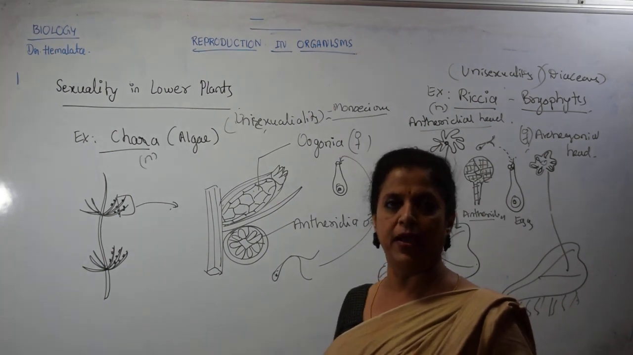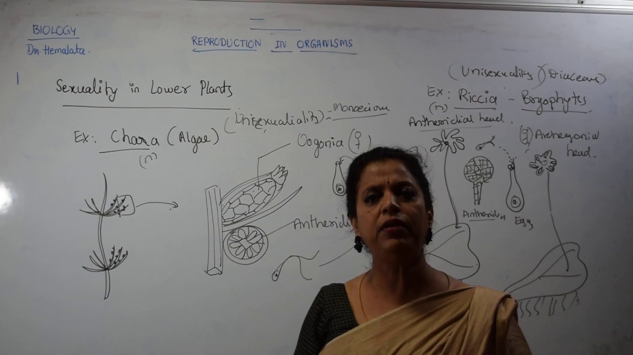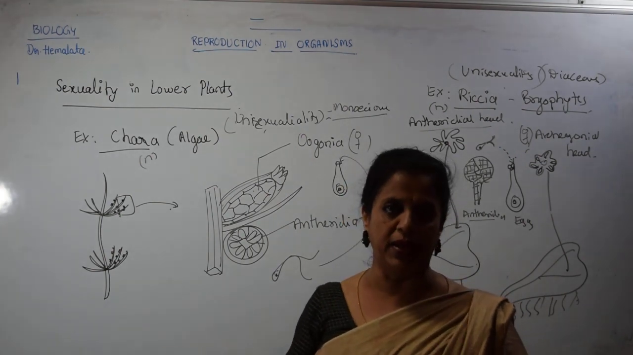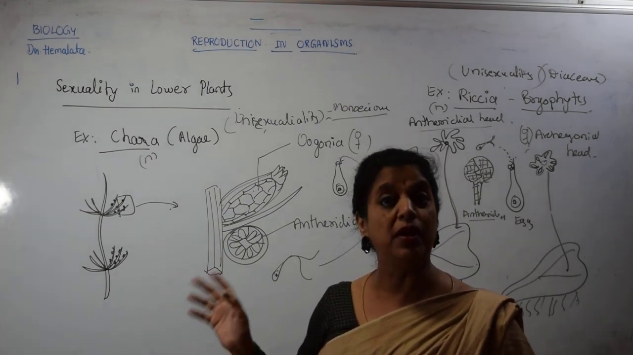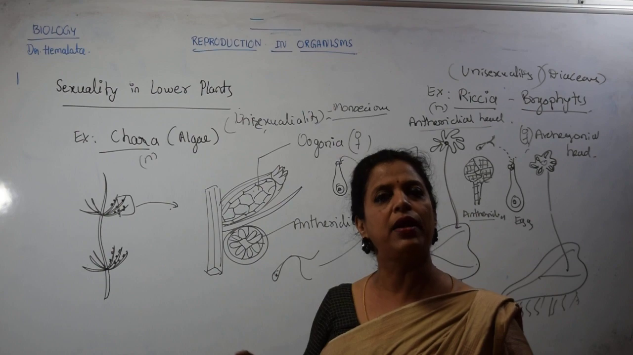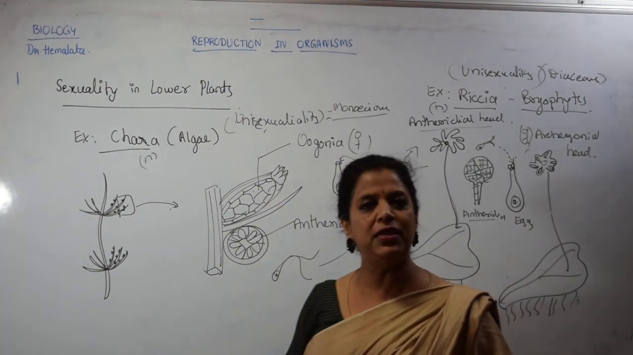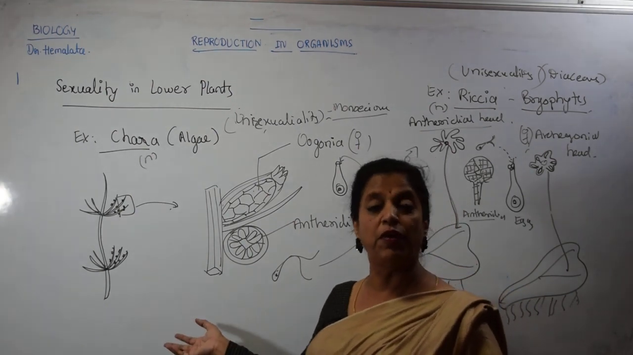Suppose I say, Chara, go through the extra reading. Anyway, you can use Google. Just check how the diagram looks, what Chara is like, where it will grow. It's actually a green algae, not a brown algae. Chara is a green algae, Sargassum is a brown algae. This is a green algae, and you can see Chara here. Just type it, you will get a clear picture, because they are found in water.